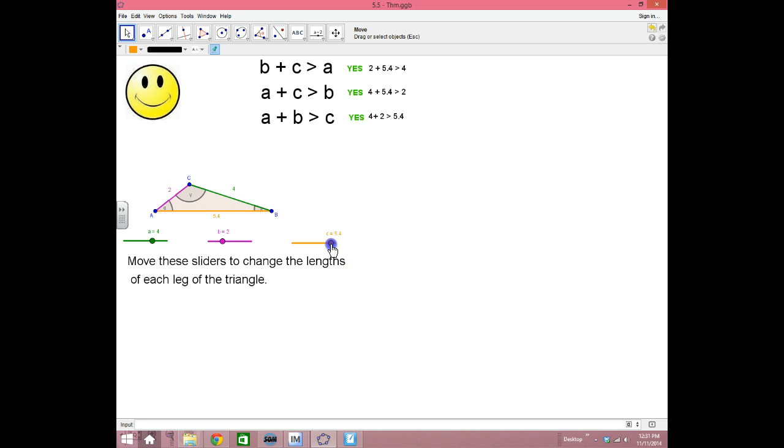Now if I make C just a little smaller though, it is small enough that they're big enough to open up as a triangle. So that's all it says, if you have any two sides of a triangle, you have to be able to add them together to be more than the third. If that's not possible, you don't have a triangle. So let's take a look at a few examples from the book.